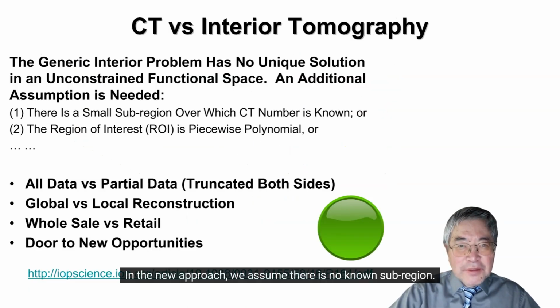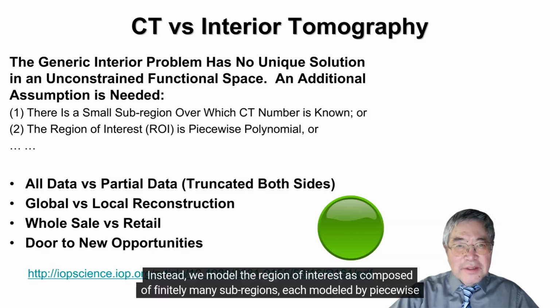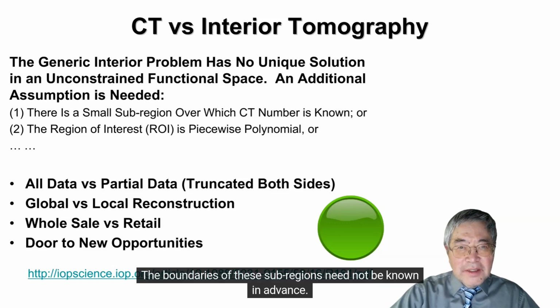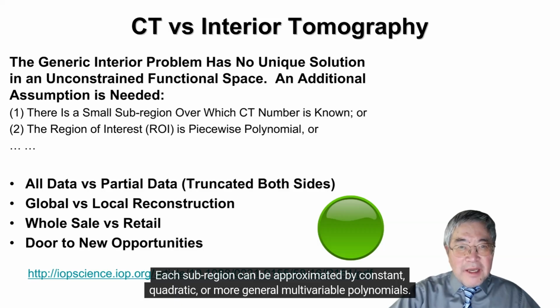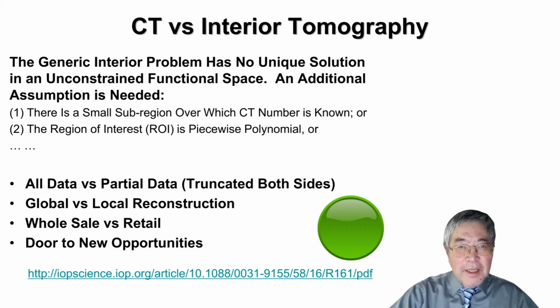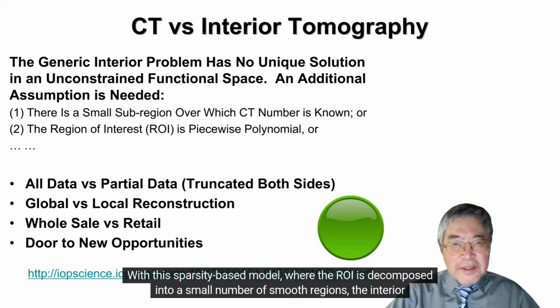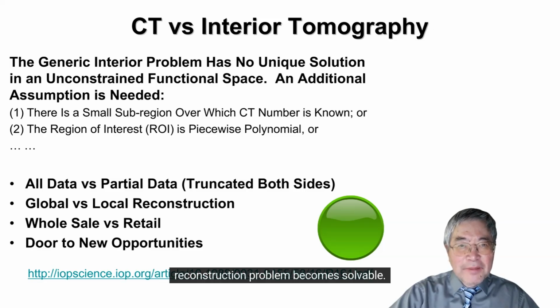In the new approach, we assume there is no known subregion. Instead, we model the region of interest as composed of finitely many subregions, each modeled by piecewise polynomials. The boundaries of these subregions need not be known in advance. Each subregion can be approximated by constant, quadratic, or more general multivariable polynomials. This assumption matches the idea of band-limited signals from sampling theory. With this sparsity-based model, where the ROI is decomposed into a small number of smooth regions, the interior reconstruction problem becomes solvable.